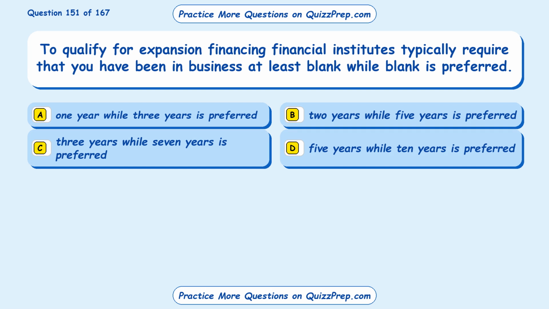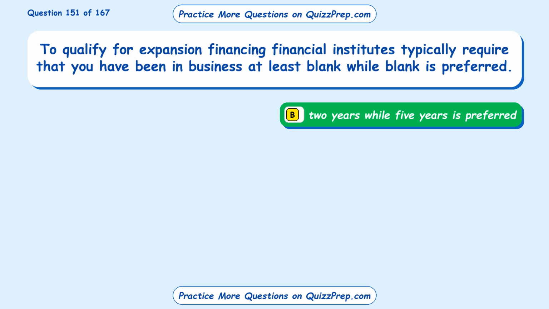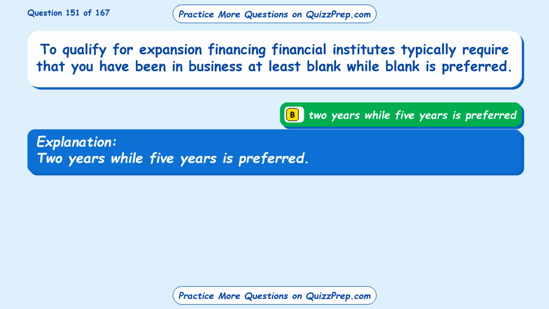Question 151. To qualify for expansion financing, financial institutes typically require that you have been in business at least blank while blank is preferred. Option A, 1 year while 3 years is preferred. Option B, 2 years while 5 years is preferred. Option C, 3 years while 7 years is preferred. Option D, 5 years while 10 years is preferred. The correct answer is option B, 2 years while 5 years is preferred.